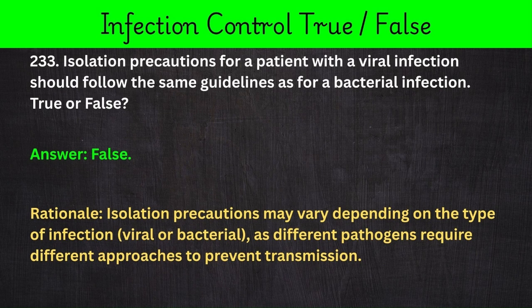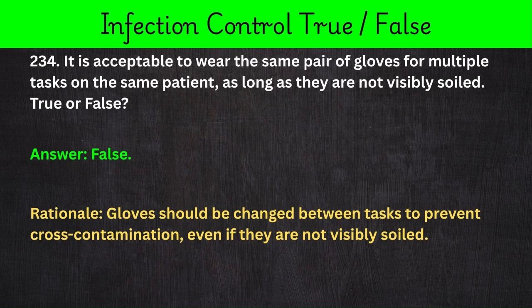True or false? Answer: false. Rationale: isolation precautions may vary depending on the type of infection, viral or bacterial, as different pathogens require different approaches to prevent transmission. 234. It is acceptable to wear the same pair of gloves for multiple tasks on the same patient, as long as they are not visibly soiled.